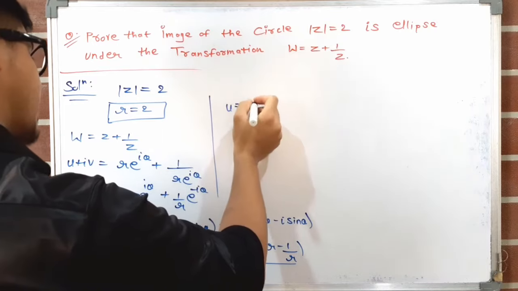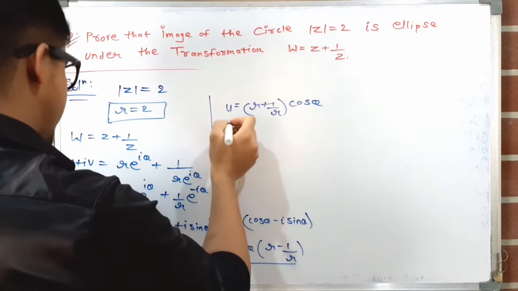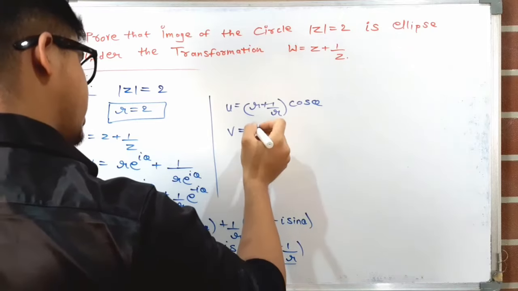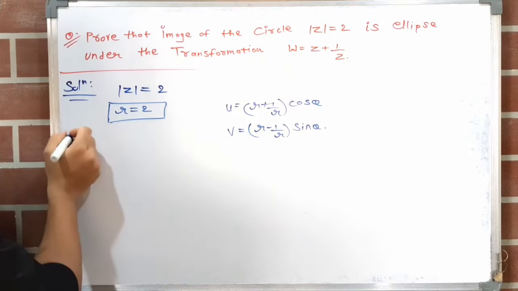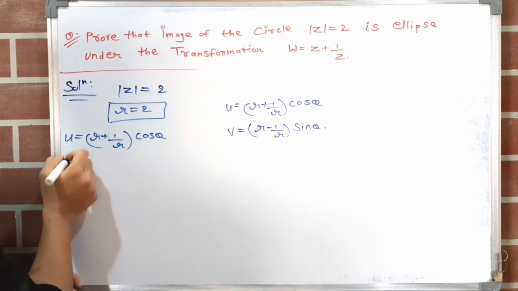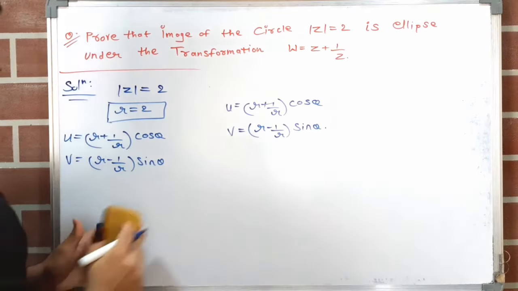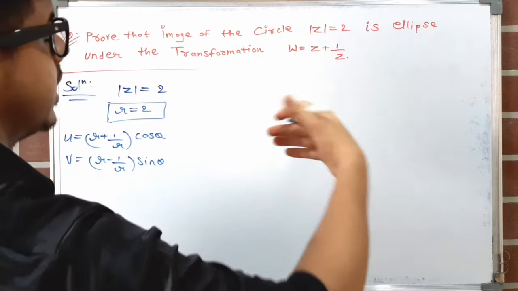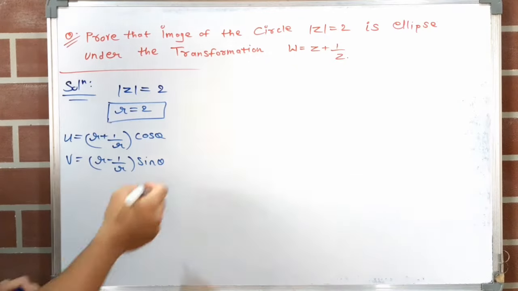So u is equal to r plus 1 upon r into cos theta, and v equals r minus 1 upon r into sin theta. Okay, we had obtained u equals r plus 1 upon r into cos theta, and v equals r minus 1 upon r into sin theta. Okay, now here comes a trick. Whenever in the question a circle is given, circle means radius is given, so you will bring the radius term in the denominator. Okay, I will show.